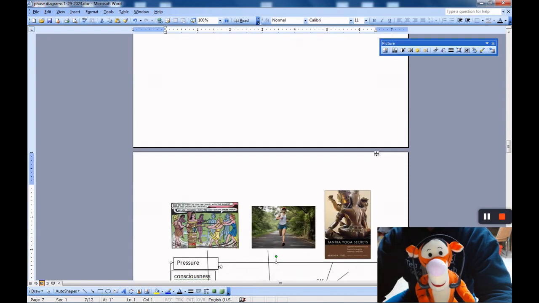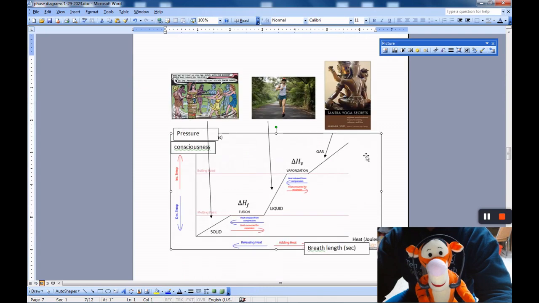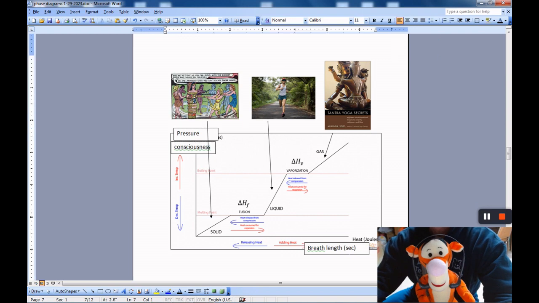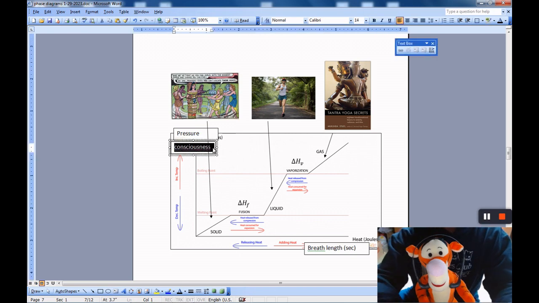Anyway, so we made a copy. Let me put it down here. Same diagram, but this is pressure. What did we change? The temperature on the x-axis. We made that pressure, and down here, right? And pressure is, we said, going to be energy.